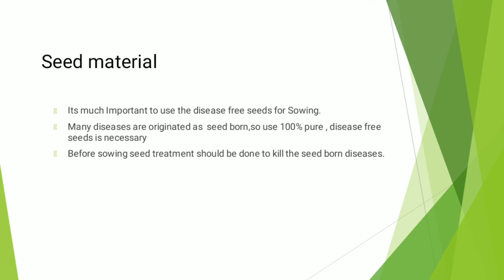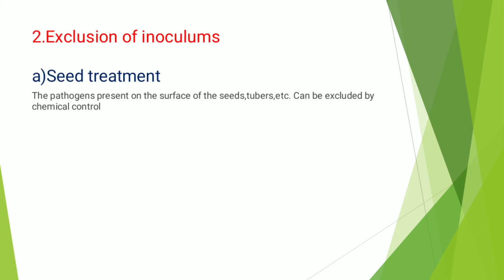Then seed material: it is important to use disease-free seeds for sowing. Many diseases originate as seed-borne, so use of 100% pure disease-free seeds is necessary. Before sowing, seed treatment should be done to kill the seed-borne diseases. The next principle is exclusion of the inoculum.